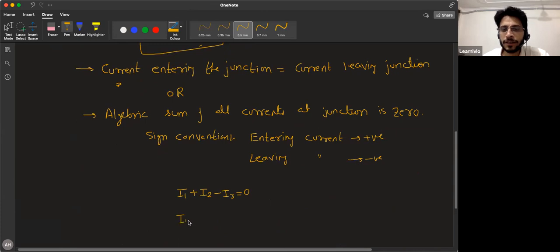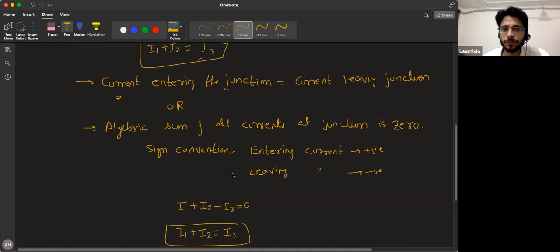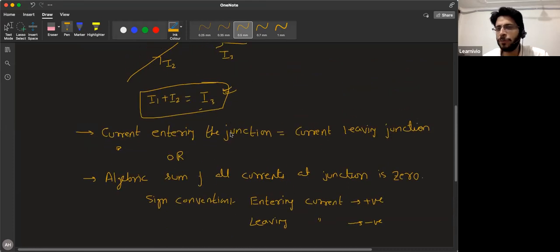So I can take this I3 to the right hand side. I1 plus I2 is equal to I3. See, I get the same thing. So these two statements are complementary to each other, same thing. Either you write this or that.